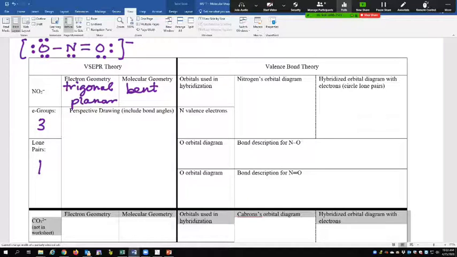And then the perspective drawing, I don't expect great artwork here, but I want to see that you've tried. So here I've got my nitrogen in the middle, and this is going to be bent. So I've got an oxygen over here, and this is a double bond with that one, and then the other oxygen has a single bond, and so the bond angle here is less than 120. And if you want to, you can show the lone pair out here, but it's not necessary.